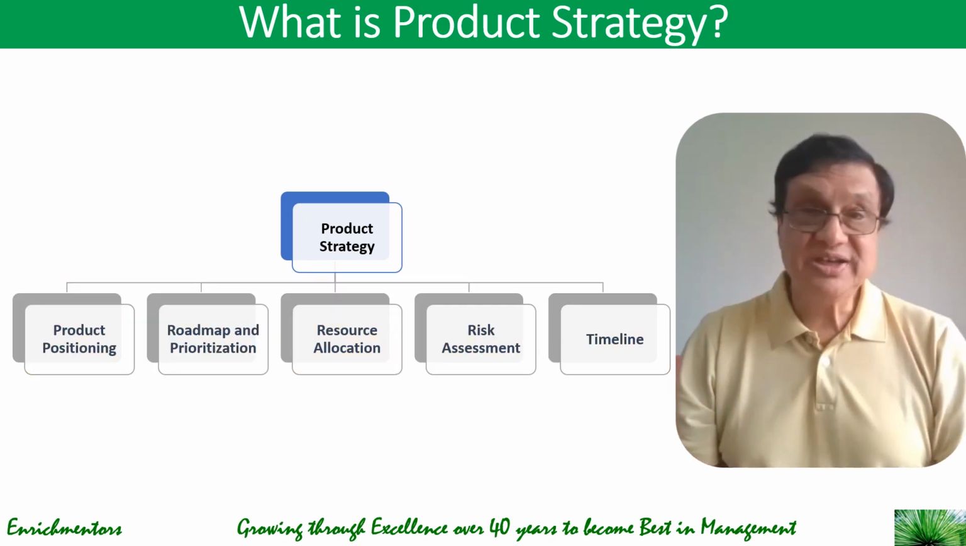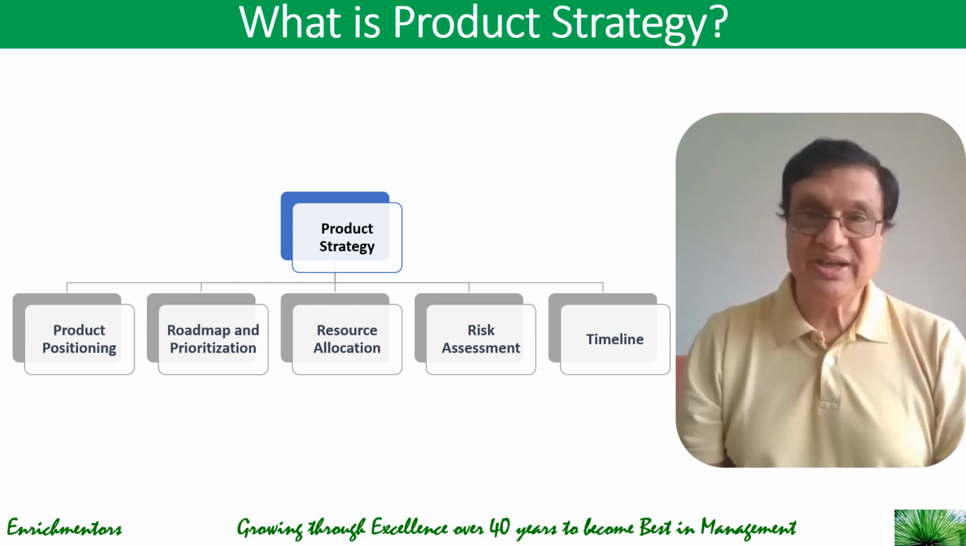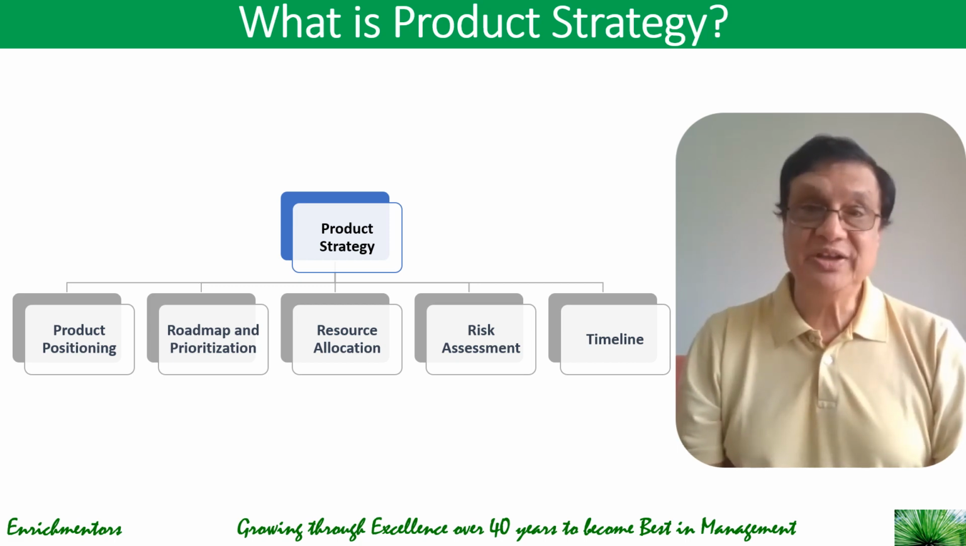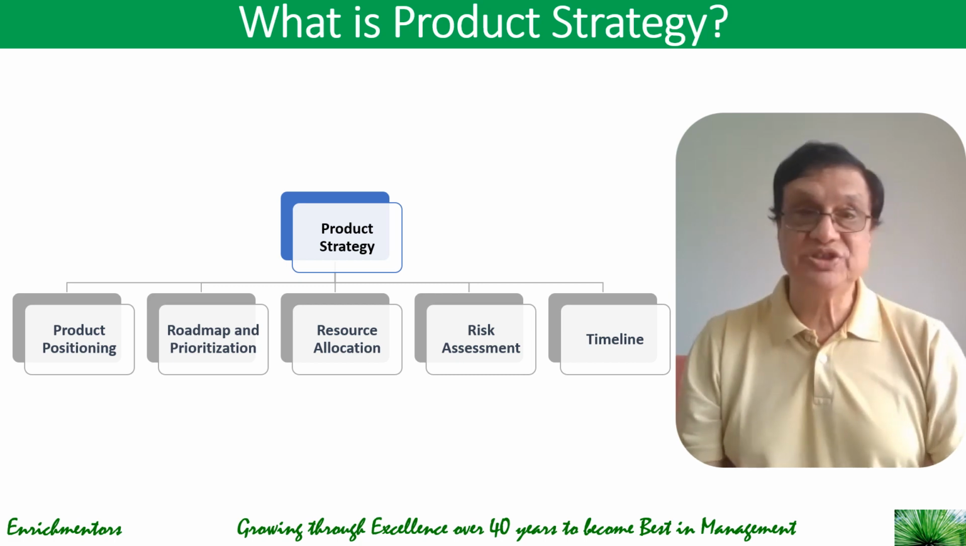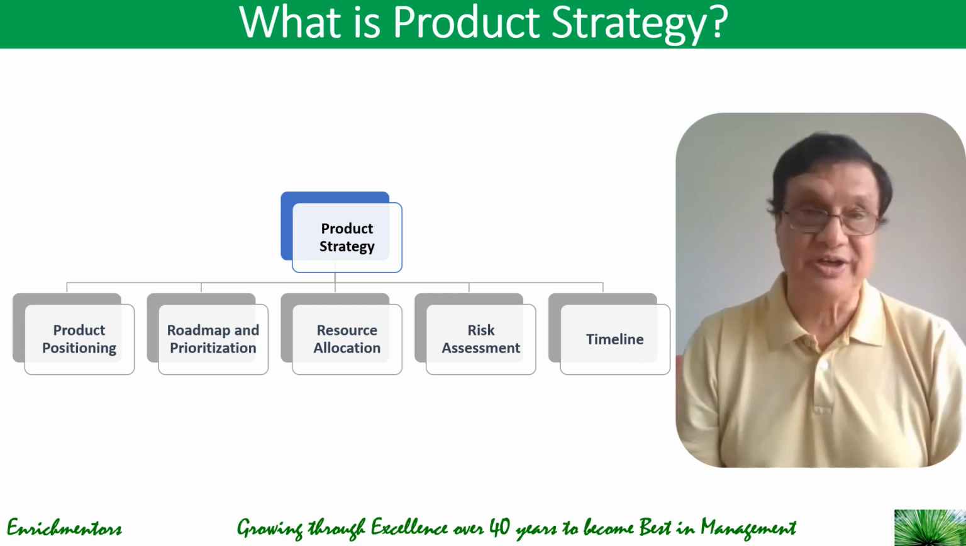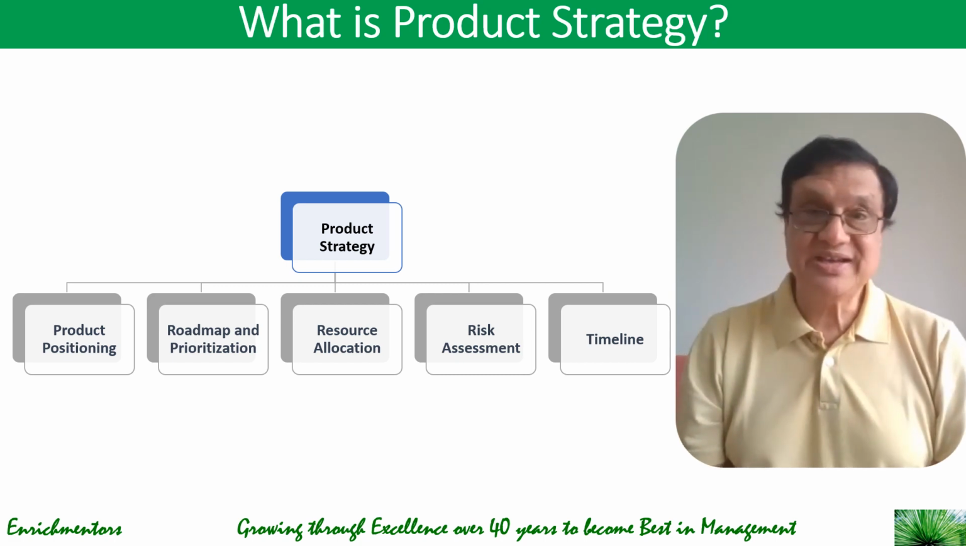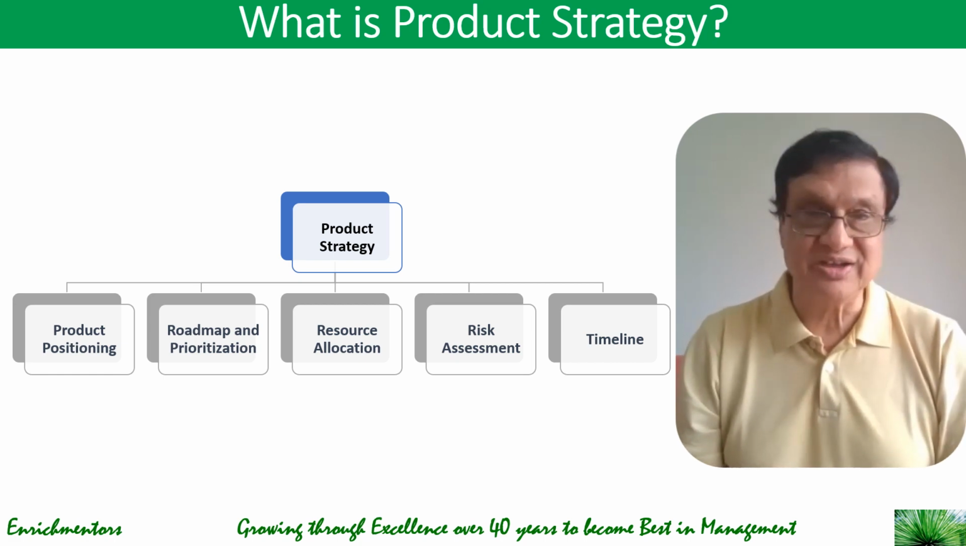There are more things which product strategy has to include. Five more things, as you see here. It should determine where the product fits within the market and how it is positioned relative to the competitors. This helps in crafting effective marketing and communication strategy.